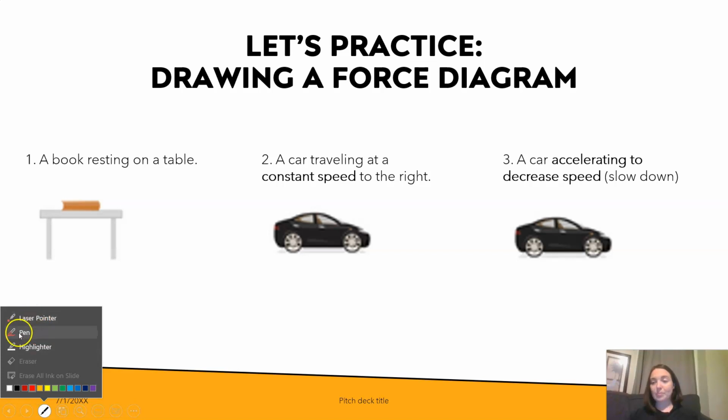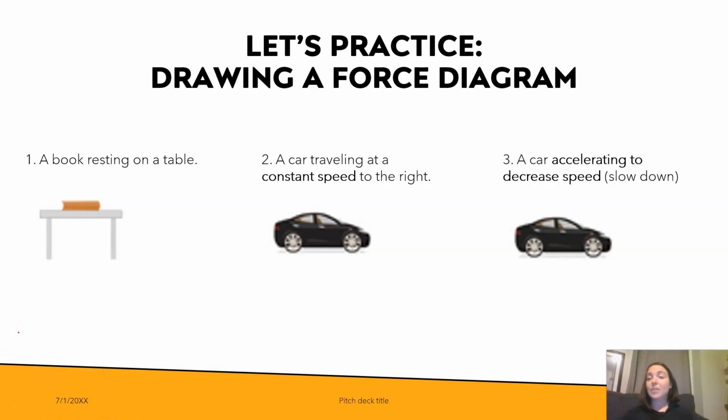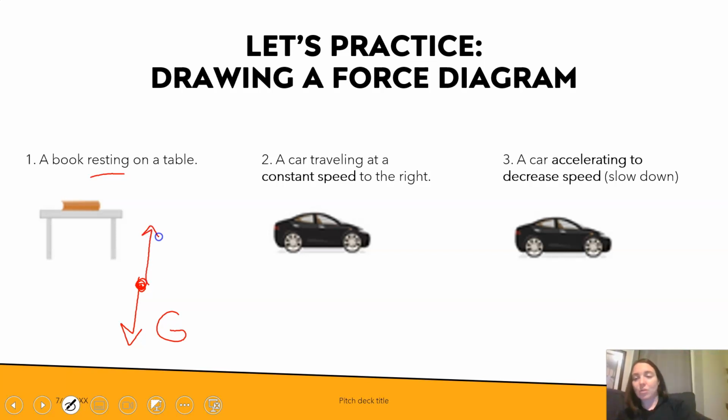Example number 1 is a book resting on a table. The book is resting, so it's not moving. So let's draw our dot. We have gravity pulling it down. Since it's not moving, the forces must be balanced. So my arrow from the normal force pushing up from the table must be about equal. And those look to be about equal. All right, so we have gravity and normal force.